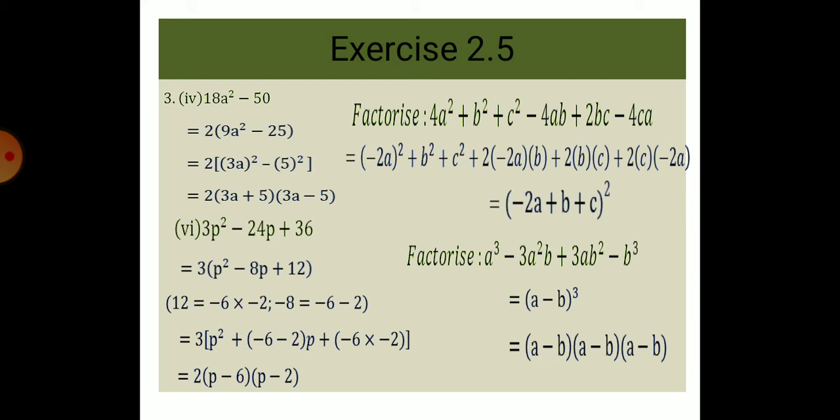Now the next one, factorize a cube minus 3a square b plus 3ab square minus b cube. It is nothing but the formula of a minus b whole cube. Therefore, the factors are a minus b into a minus b into a minus b. So this is about the first two problems, already given as homework or assignment in the previous class, because these are little typical problems I have explained, and these two factorizations I left for you to do. I have completed it now.